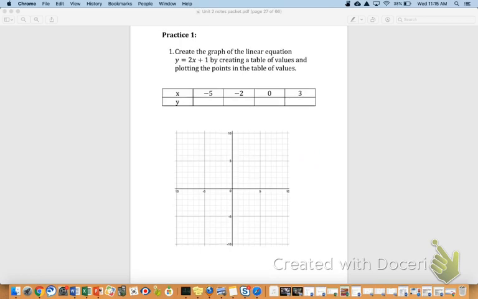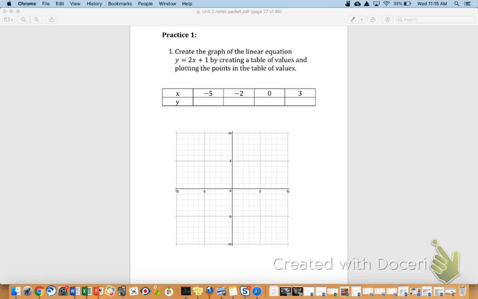Look at practice 1. Now remember, the points on a line will always make the equation true. And so one of the ways we can graph a line is to create a table of values or a table of solutions. Have you ever heard of input, output in math, like with functions? We've talked about that a little bit. Let me do one of these for you.